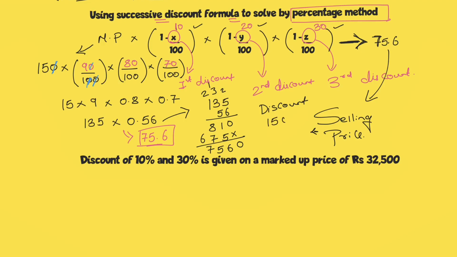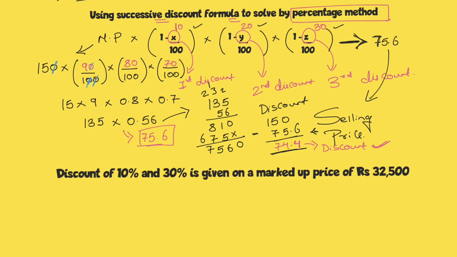Now, in case they ask you what discount is being given here, you will say, okay, 75.6 is the selling price, 150 was the mark price. So I'll subtract 75.6 from 150 and I'll get the answer as 74.4. Correct. That is the discount given in terms of value. So when will you use the formula method? When you want to know everything in terms of value. You don't want to know the percentage.